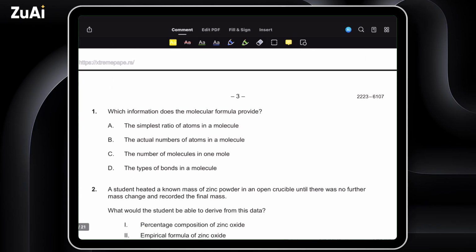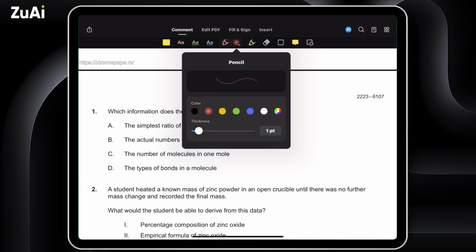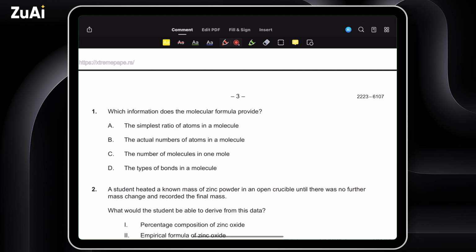So the first question is, which information does the molecular formula provide? The simplest ratio, the actual number of atoms in a molecule, the number of molecules in 1 mole, and types of bond. Of course, the molecular formula is the thing which provides information like the actual number of atoms, and the simplest ratio is for the empirical formula, so that's why it's wrong.